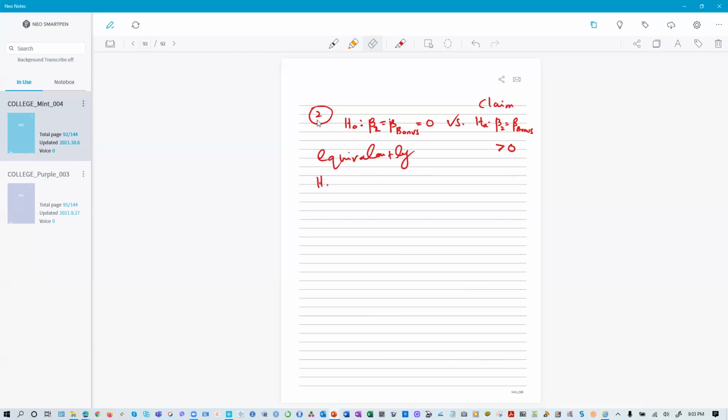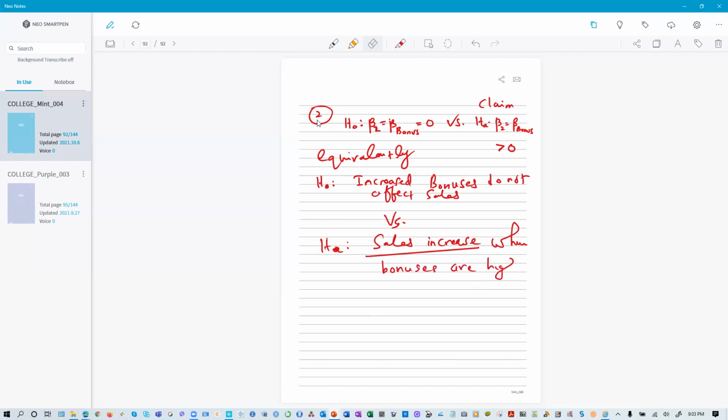Equivalently, we can say H naught means increase bonus, you're going to increase bonus, do not affect sales, versus its counterpart, HA. That means you're going to say sales increase when bonuses are higher. That's the key. This is the key this time. Therefore, we're going to call this one tail test.